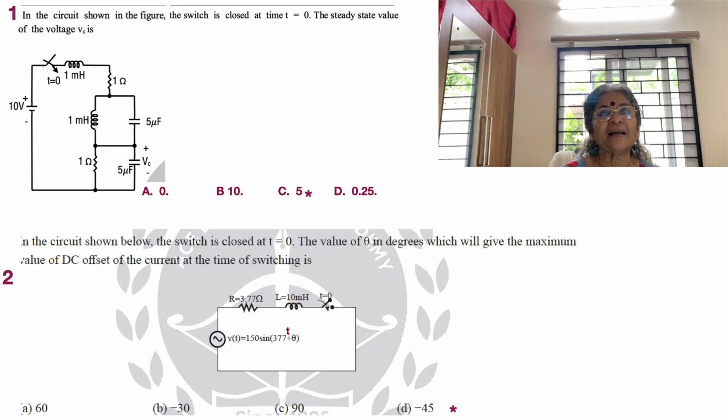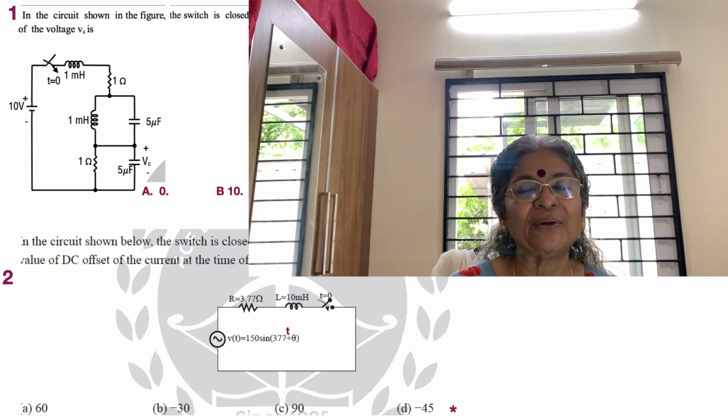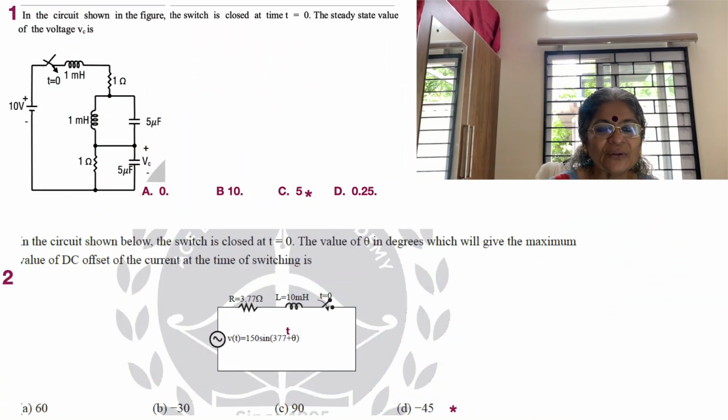So the reactance of the inductor and the resistance value happen to match, or in other words, the power factor angle is going to be 45 degrees. So even before reading the problem, we realize that theta now has to be 45 degrees such that it can avoid the transients, or it can have a maximum value. Let's see the circuit shown below. The switch is closed at t equal to 0. The value of theta which will give the maximum value of DC offset of the current at the time of switching.